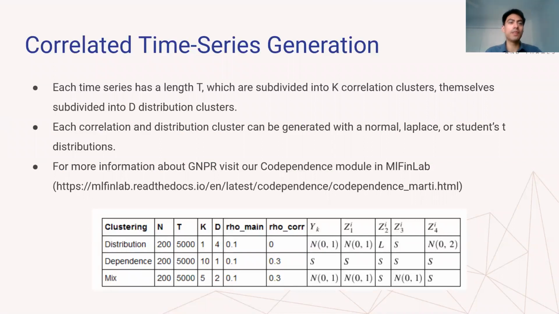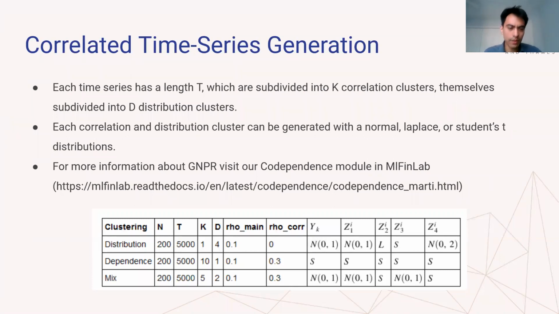In order to generate correlated time series, the way the authors define this is that you have multiple time series, and each one has the length T. So you have, for example, 200 time series, and each one has a length T. That length T can be subdivided into K correlation clusters. Each of those K correlation clusters can be subdivided into D distribution clusters. So you have multiple structures embedded into each time series. And each correlation and distribution cluster can be generated with a normal, Laplace, or student's T distribution in MlFinLab.